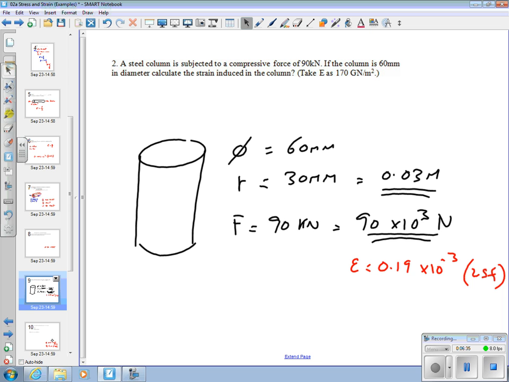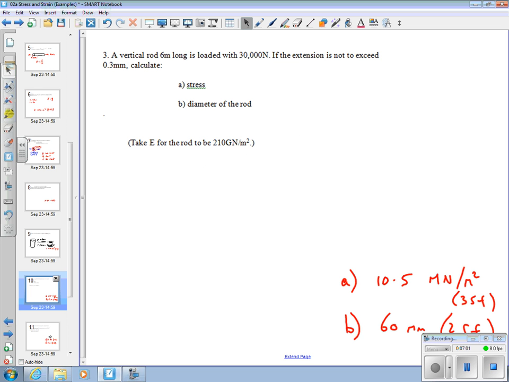If you look at number 2, you've got a steel column subjected to a compressive force. Calculate the strain, and it turns out to be 0.19 times 10 to the minus 3, to 2 significant figures. So just jot down the answer so you can check, and then have a go at it. Okay, next one, vertical rod. There are the answers, jot them down. Part A, the stress turns out to be 10.5 meganewtons per square metre, and the diameter of the rod 60 millimetres.